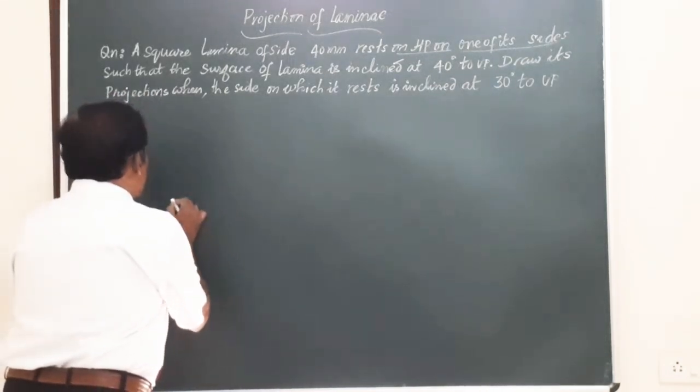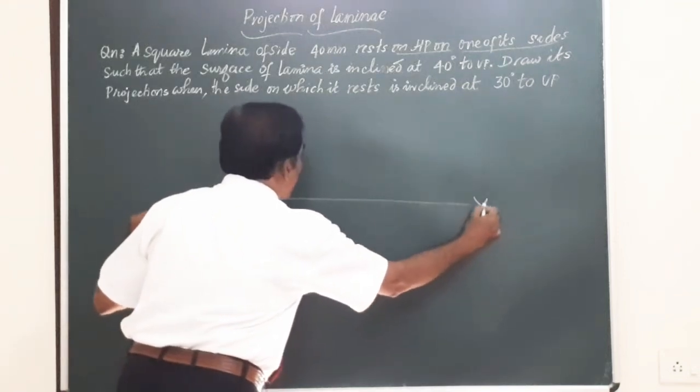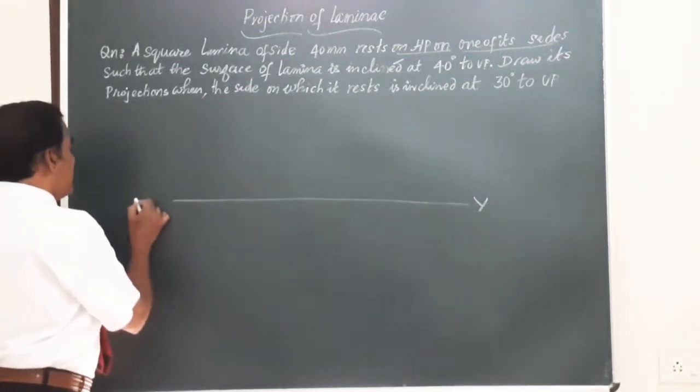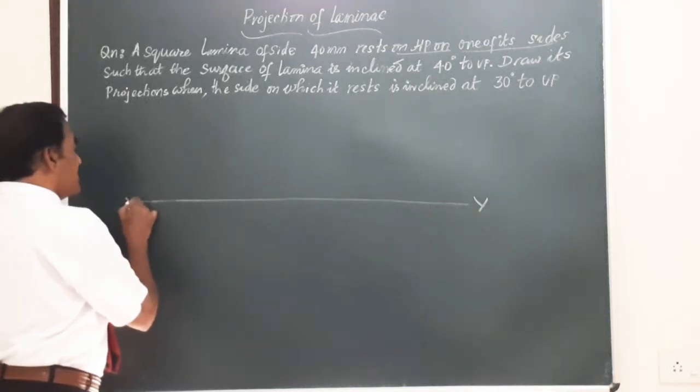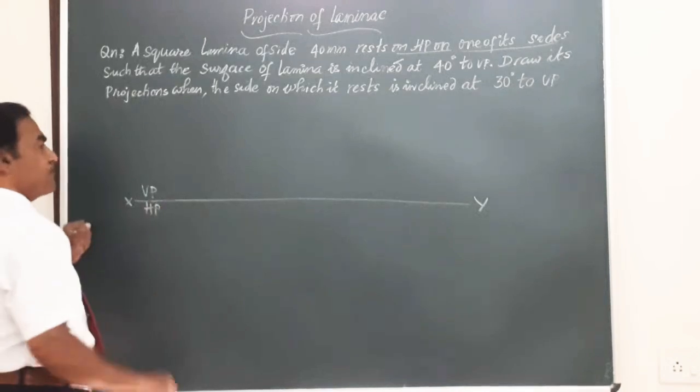So, I will start with the drawing of this XY line. The XY line is the line of intersection of VP and HP. So, this is XY and we mark VP and HP to indicate first angle projection.